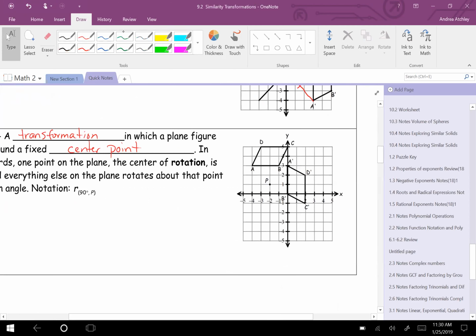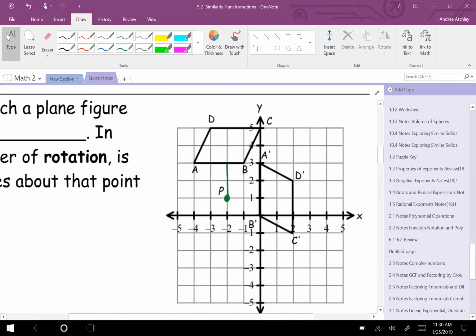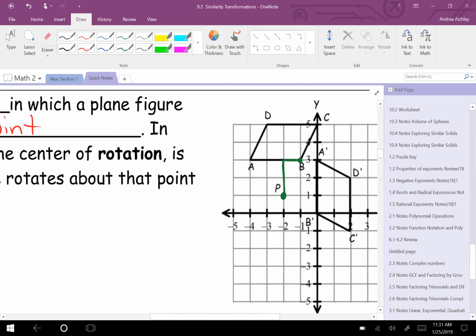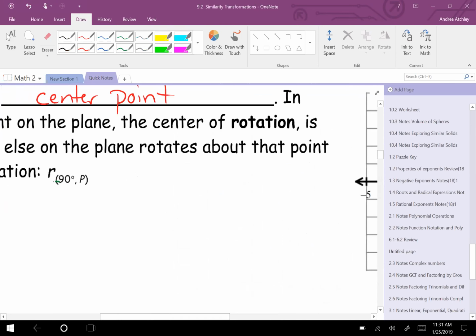In this case, we rotated this about point P, I'm sorry. How I show the rotation is I draw like a hinge. So from point P, I draw up and over, kind of like a slope, a rise and a run. It'll be negative if it's going to go clockwise. If it's going counterclockwise, it'll be a positive. So technically, for this one, this would be a negative 90. Okay.